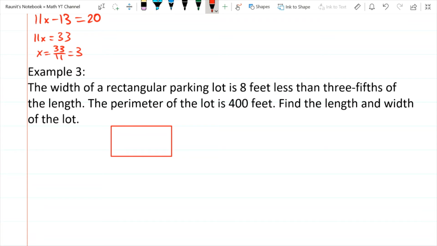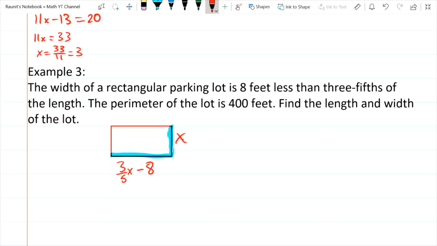So 8 feet less than 3/5 of the length. Let's just say the length is x, which is this side. So this side is x, this side is x, and then we're going to do 8 feet less than 3/5 of the length. So 3/5 x minus 8. That's going to be the width.